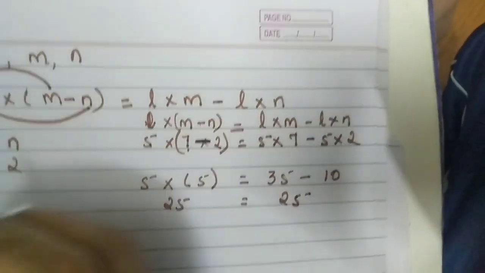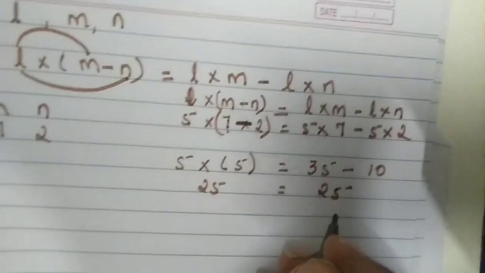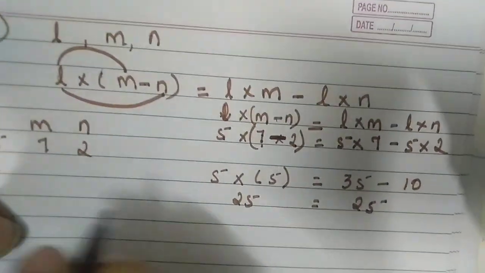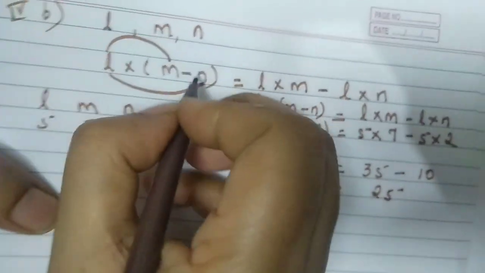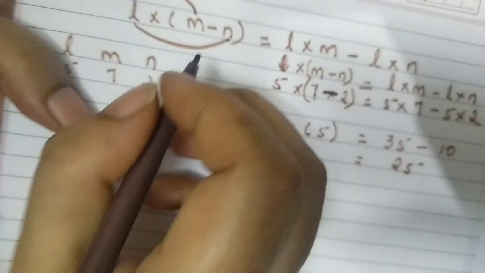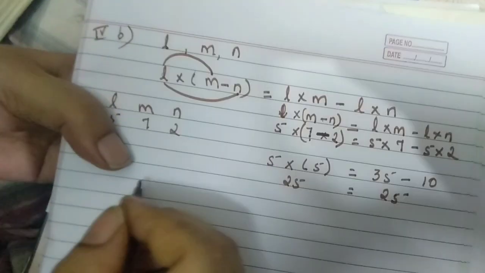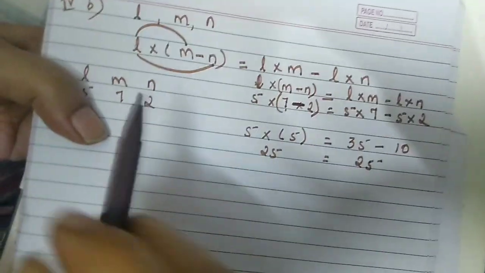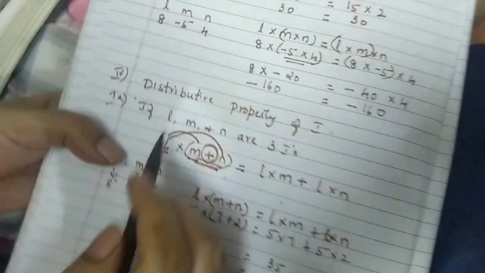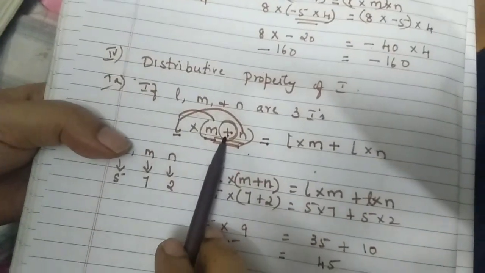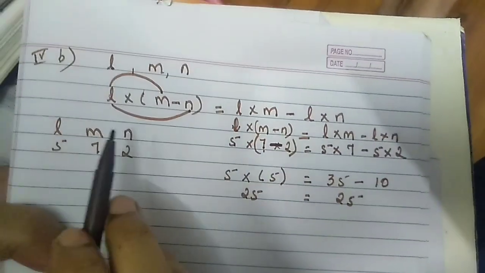That means the distributive property of multiplication also holds true when we change the sign to negative. It's called the distributivity of multiplication over subtraction, and it is also true. The first one was the distributivity of multiplication over addition, which was also true. The second one was distributivity of multiplication over subtraction, which is also true.